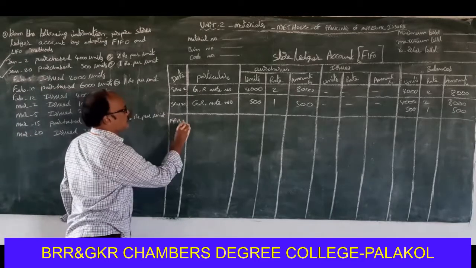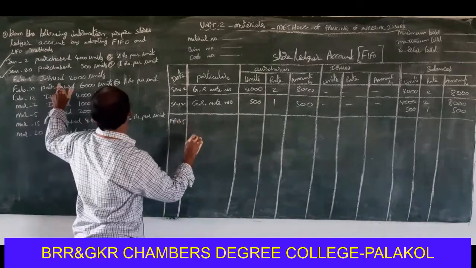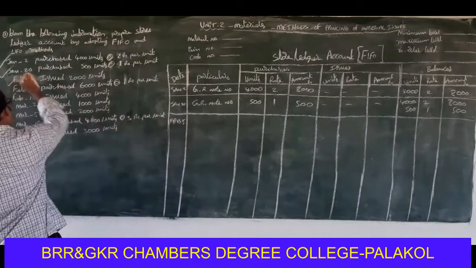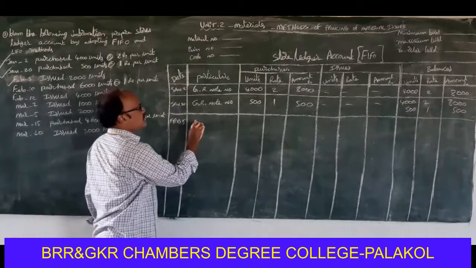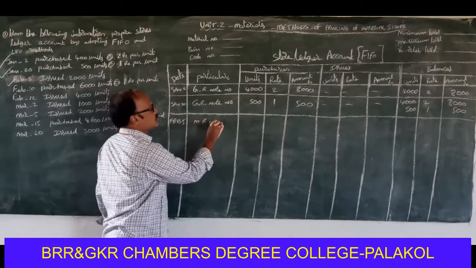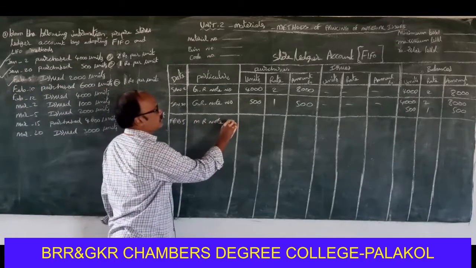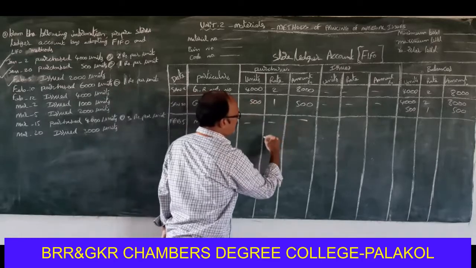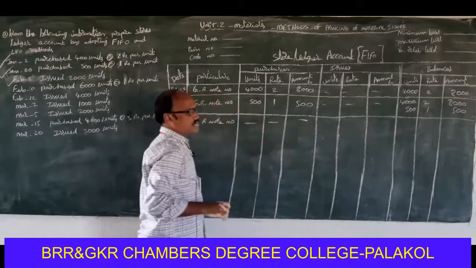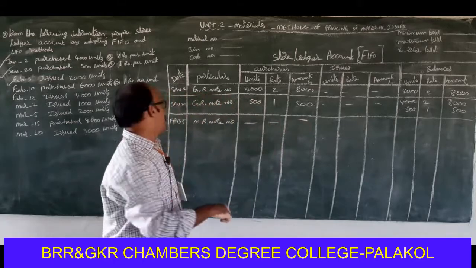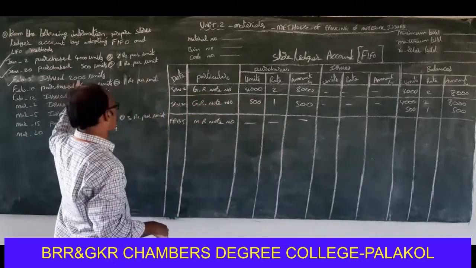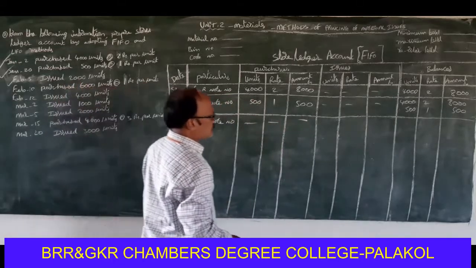February 5th. How many units do you want to issue? 2,000 units. Okay, issues means material requisition note number. This is the purchases column. How many units wanted to issue? So how many units here? 2,000 units. Okay.